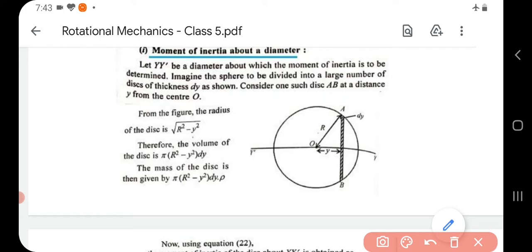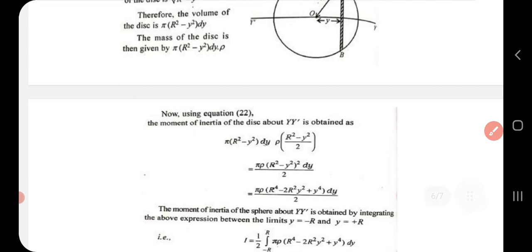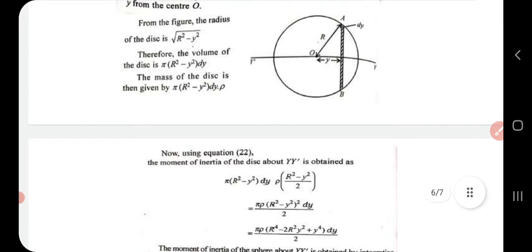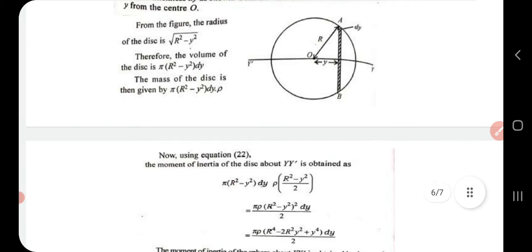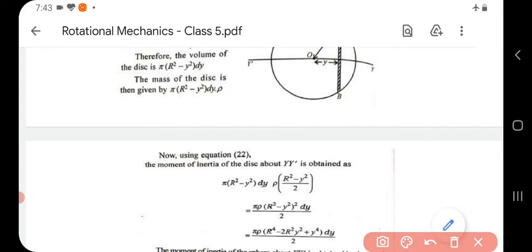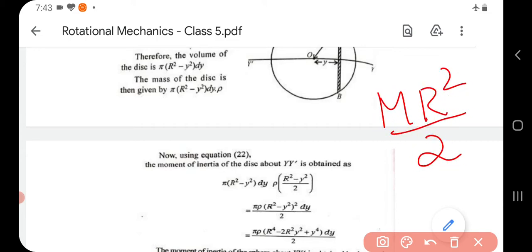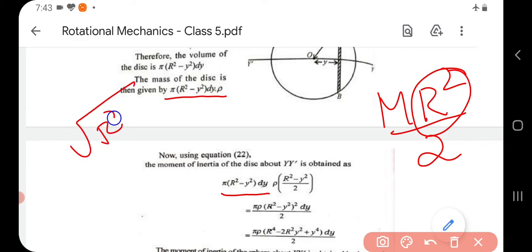Okay, now you just find moment of inertia of the disc about y dash. It is obtained as this one. As you know, moment of inertia of the disc about a diameter, we have already derived it as mr square by 2, right? So here your mass is this one, so write it as such. And r square, what is your r? Root of r square minus y square. So r square will be r square minus y square, okay, by 2.